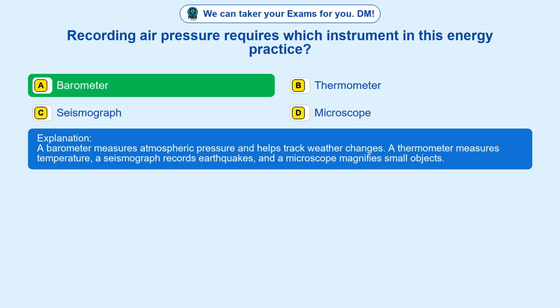A barometer measures atmospheric pressure and helps track weather changes. A thermometer measures temperature, a seismograph records earthquakes, and a microscope magnifies small objects.